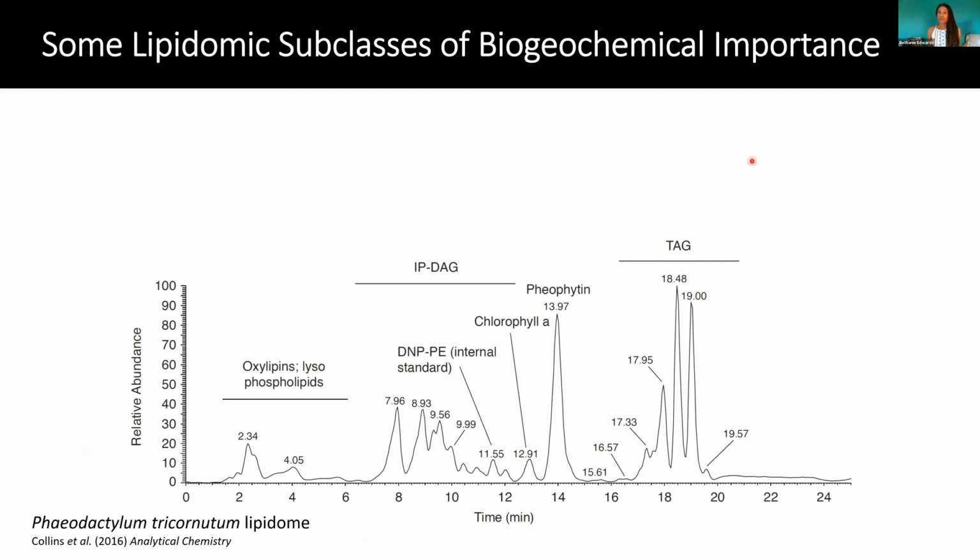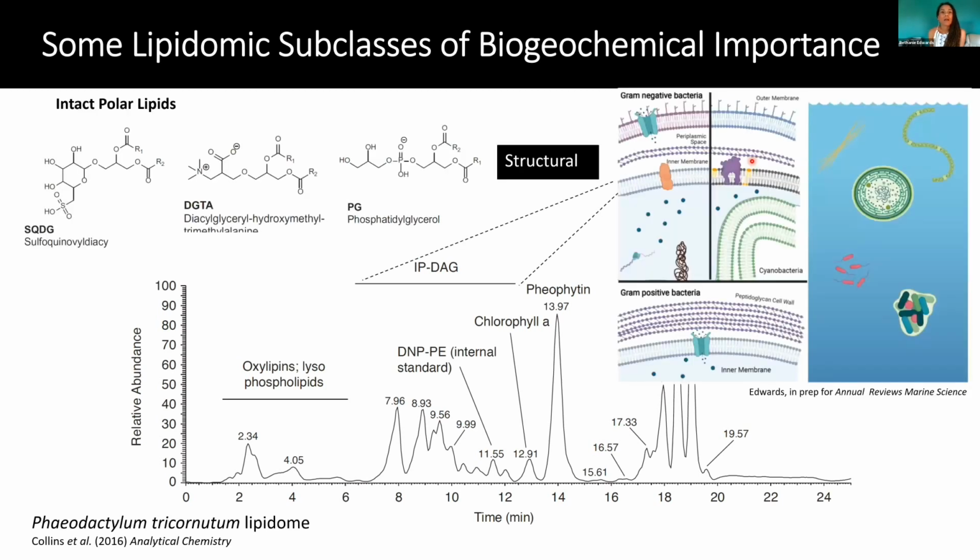I'd like to give you a tour through the lipidome of Phaeodactylum tricornutum, which is a model diatom species, just to give you a sense for what types of compounds and what their biogeochemical importance is. So here, alluding in the middle of our chromatogram, are the structural lipids. These are the intact polar lipids. You can see here a hydrophilic head and then a hydrophobic fatty acid tail, 2 of them. And so these are the lipids that make up your membranes, right?